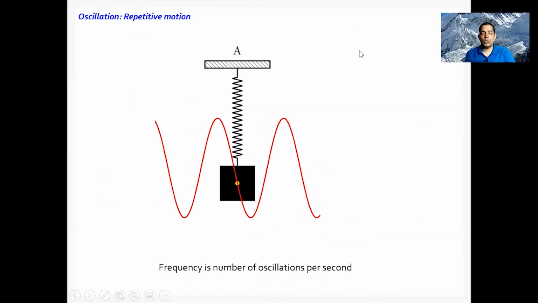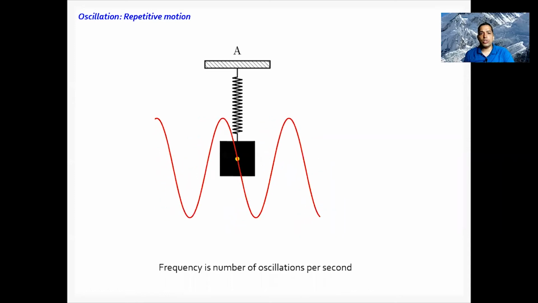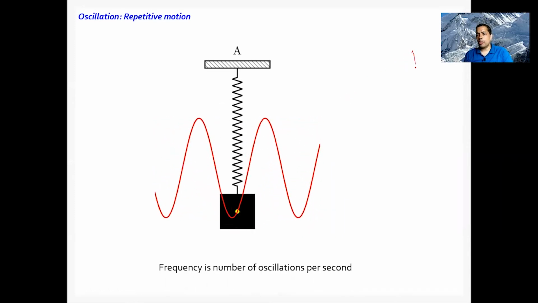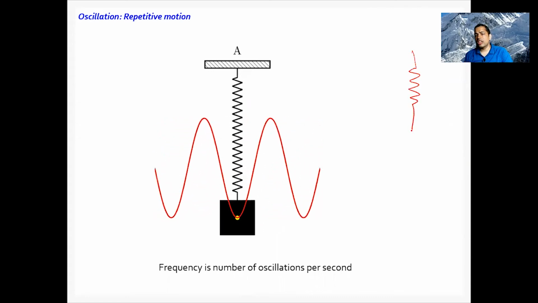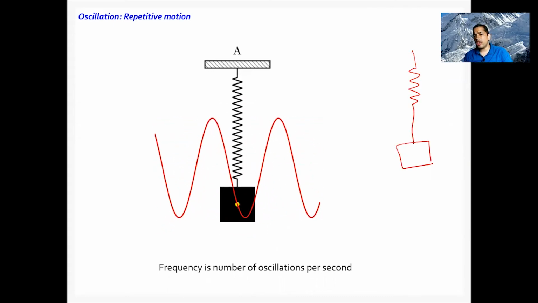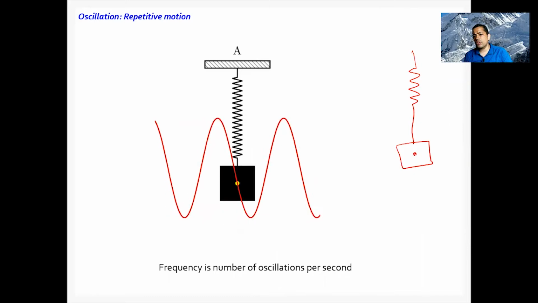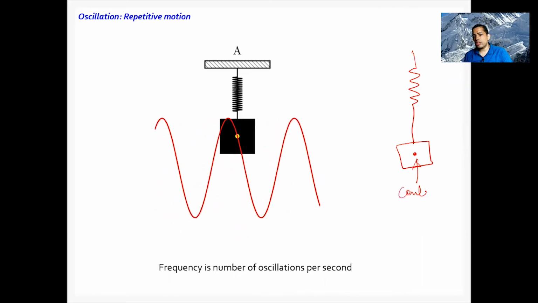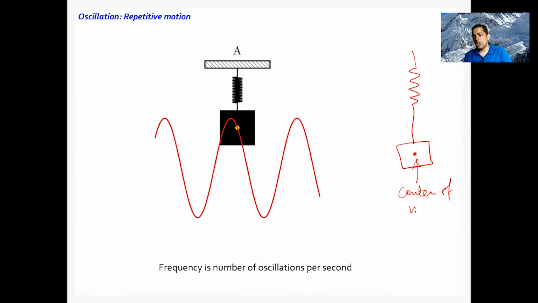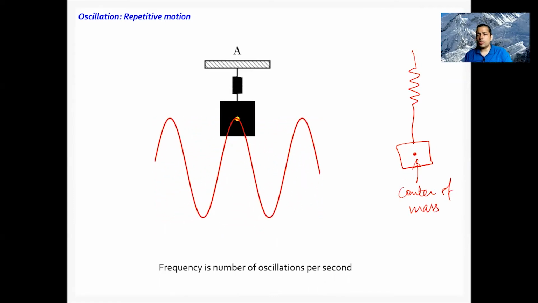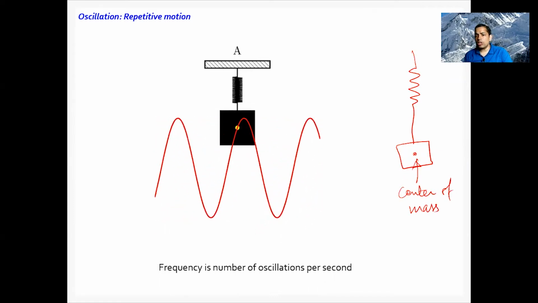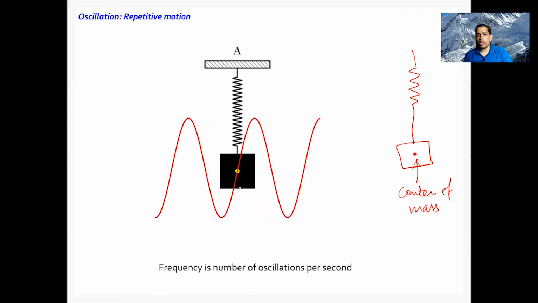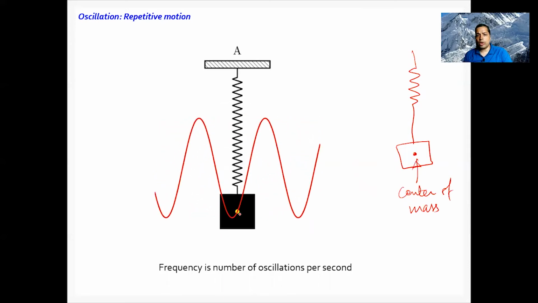Okay, so in this slide I'm going to introduce the oscillation, which is a repetitive motion. So if you have a spring like this, a mass is hanging, right? This is the center of the yellow thing, this is the center of mass of the hanging object. Okay, so this yellow thing is oscillating up and down. As you can see here, if you take a look at this yellow thing, it's oscillating up and down.